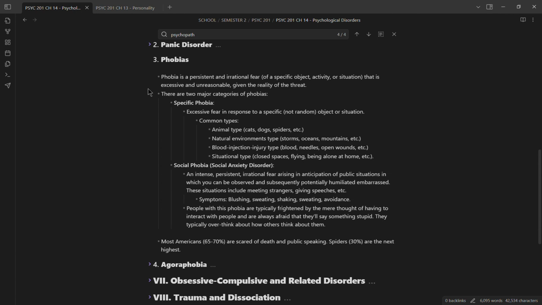Then we have social phobias, right? So that was our specific phobia. Now we have social phobias. Social phobias are essentially a social anxiety disorder. It is an intense, persistent, irrational fear arising in anticipation of public situations in which you can be observed and be subsequently humiliated, potentially. These situations include meeting strangers, giving speeches, whatever it may be. The symptoms include things like blushing, sweating, shaking, and avoiding people.